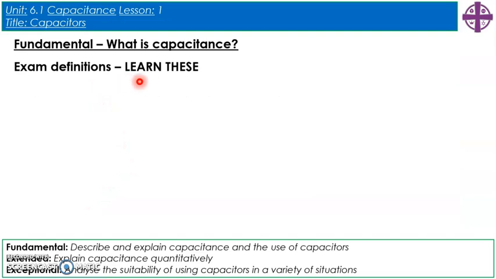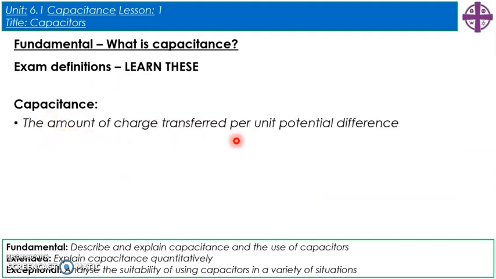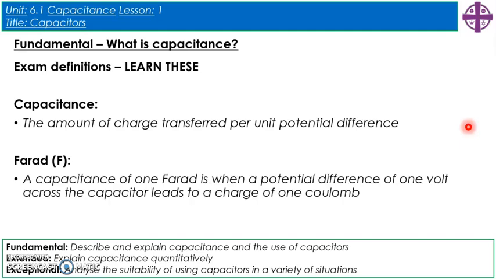A few exam definitions that you must learn are capacitance. It's the amount of charge transferred per unit potential difference. The farad is defined as: a capacitance of 1 farad is when a potential difference of 1 volt across the capacitor leads to a charge of 1 coulomb. Make sure you have those in your notes.